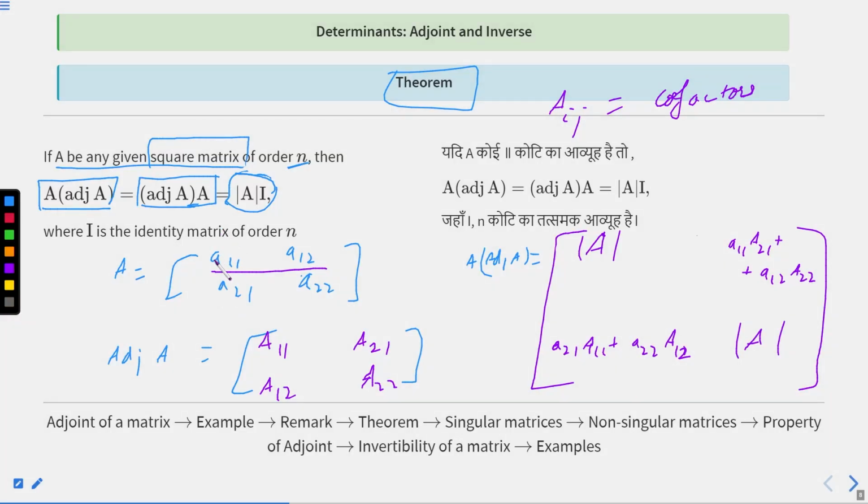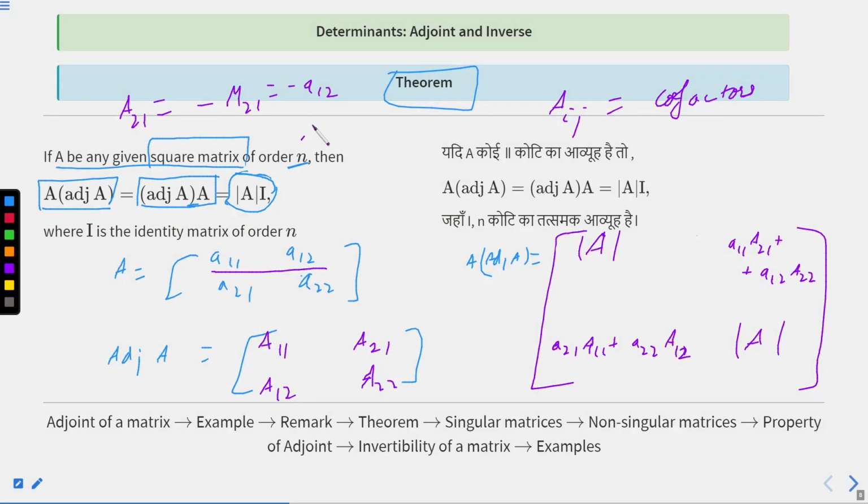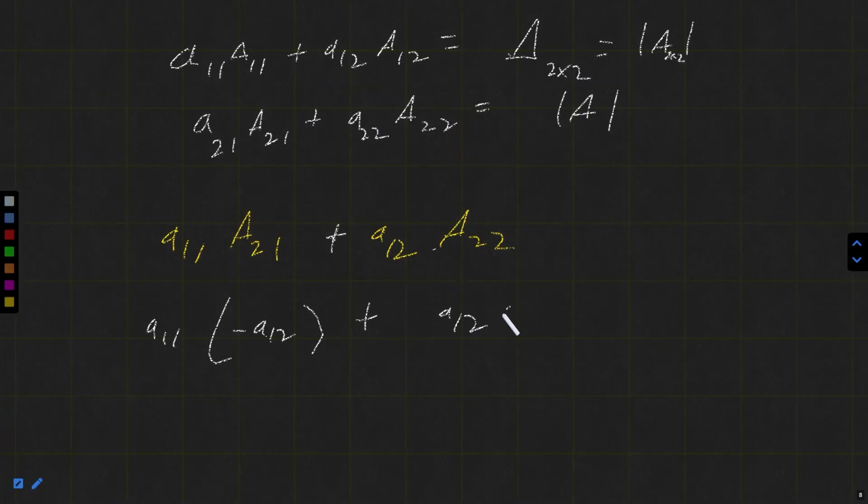You all know a21 will be minus of M21, and M21 means eliminate the second row and first column, so you will have minus a12. Plus a22 will be M22, which means eliminate the second row and second column, you will get a11. So what you will get is minus a11 a12 plus a11 a12.